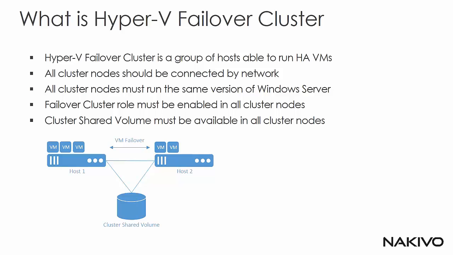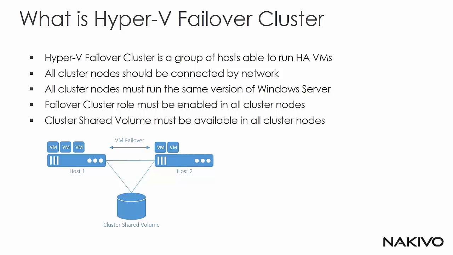A Hyper-V failover cluster is a group of hosts that can run highly available VMs. The cluster consists of several Hyper-V hosts called cluster nodes. All of the nodes should be connected by network. They must run the same version of Hyper-V, essentially the Windows Server. The Failover Cluster role should be installed and available in the Windows Server of all cluster nodes. And the cluster shared volume should be available. It's essentially a shared storage, a volume that's shared across all nodes of the cluster.